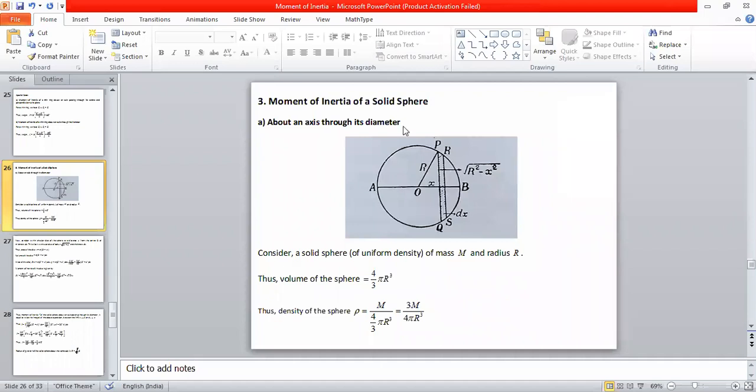Yes, sir. Now we want to find the moment of inertia of a solid sphere. A solid sphere is a 3-dimensional object. So far we discussed the moment of inertia of a circular disc, annular ring, and rectangular disc, and all those were examples of plane, 2-dimensional objects. Now we are moving from 2-dimensional objects to a special case, a 3-dimensional object: the solid sphere.